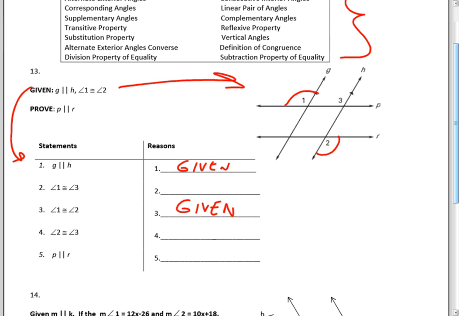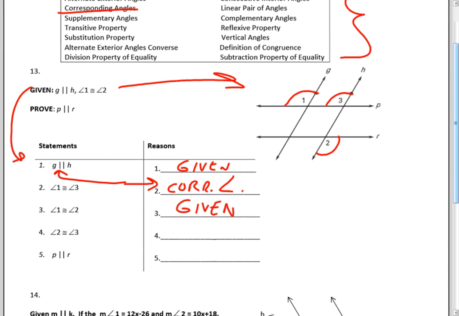1 and 2 given, 1 and 3. Why are these two the same? Kyle? Corresponding angles. Let's see, is that one of our choices up here? Right here. Corresponding angles. You can use some of these more than once. I don't know if that occurs here. You can't use something like this unless somewhere before that line you've said that something is parallel.